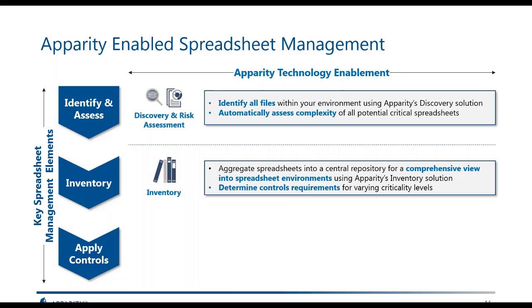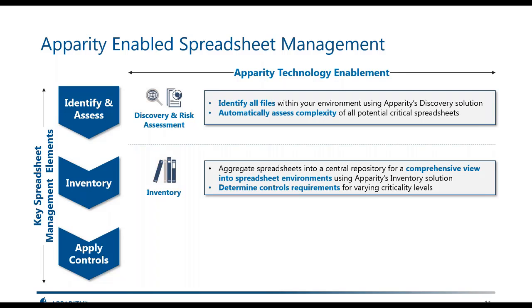Aperity's inventory management system then allows you to assign an overall risk rating to all spreadsheets and aggregate those critical spreadsheets into a central repository for a comprehensive view into your critical spreadsheet environment. The inventory module allows users to fill out questionnaires to help determine the business impact of the spreadsheet, as well as capture other pertinent file information like owner, business process, department, and reviewer. Aperity's inventory system allows you to quickly identify the risk profile of all of your spreadsheets and determine the appropriate level of controls required to manage the associated risks.